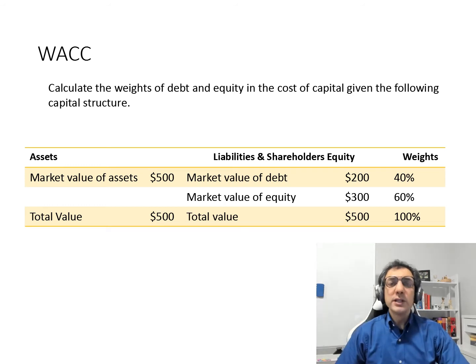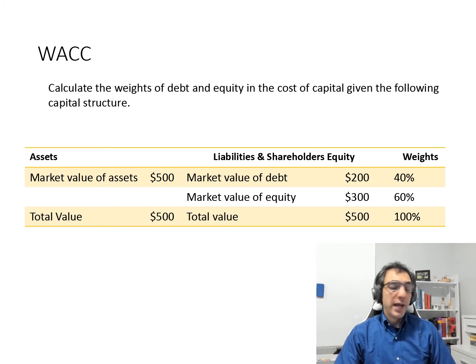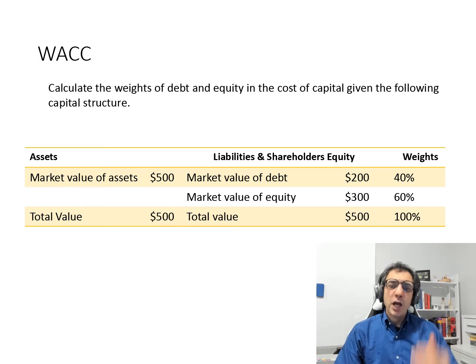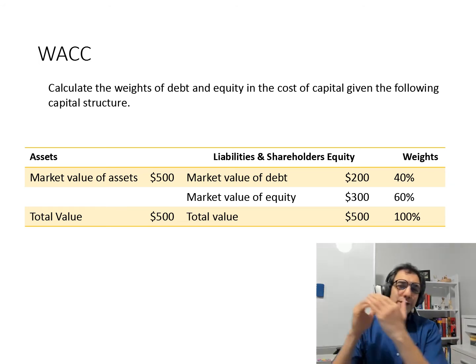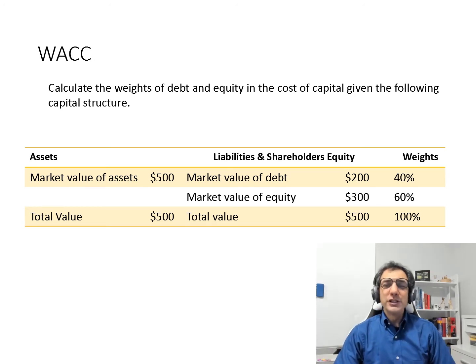So in this example, you see the market value of the assets is $500. The market value of debt is $200, and the market value of equity is $300. So in this case, we can say the company is financed 40% from debt and 60% from equity. How do we calculate that? Simply, you need to divide the value of the debt by the total value of the assets. So you divide $200 by $500 to get 40%. And same for equity, you divide $300 by $500 to find the weight of equity in the capital structure of the firm.